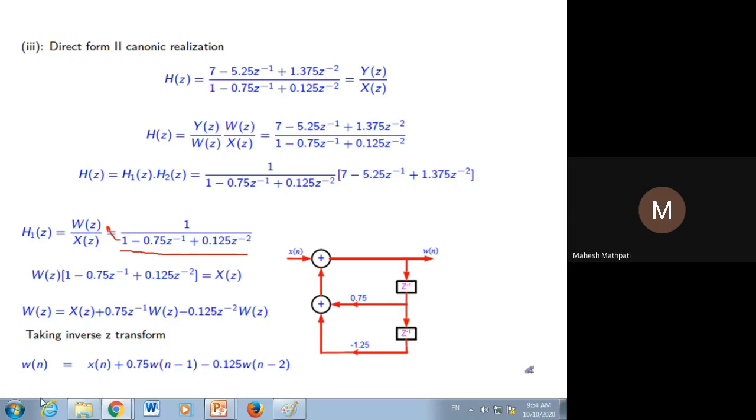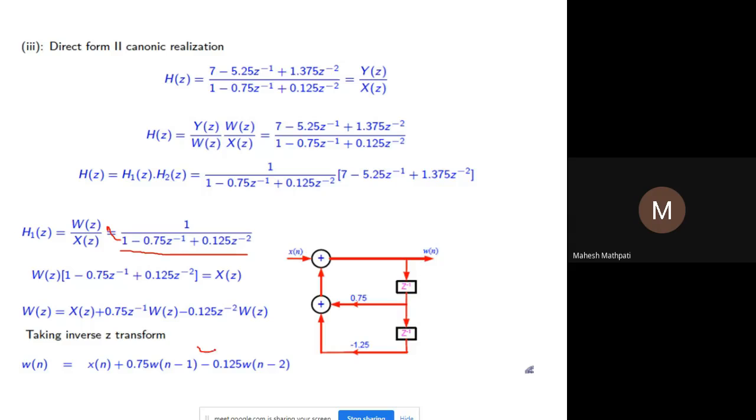So we are realizing this equation here, right? So this equation is realized. Here the output part is w(n) and the input part is x(n). So x(n) is applied to this equation, along with w(n−1) and w(n−2). On this side we are applying the input portion. So the delay elements, with 0.75 and −0.125.